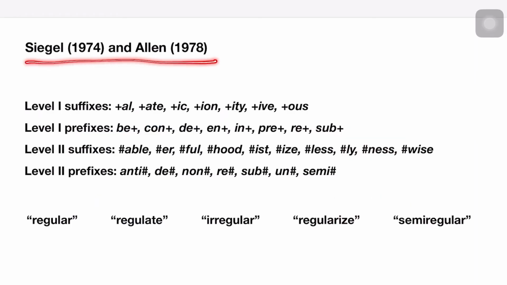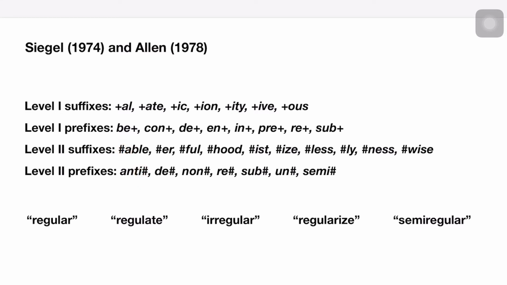According to Siegel and Allen, the suffixes and prefixes in English can be classified into two levels, level 1 and level 2. What might capture your attention are the plus and hash signs. The first indicates that the affixes can be added to both words and bound roots, while the latter indicates that the affixes can be added only to words.